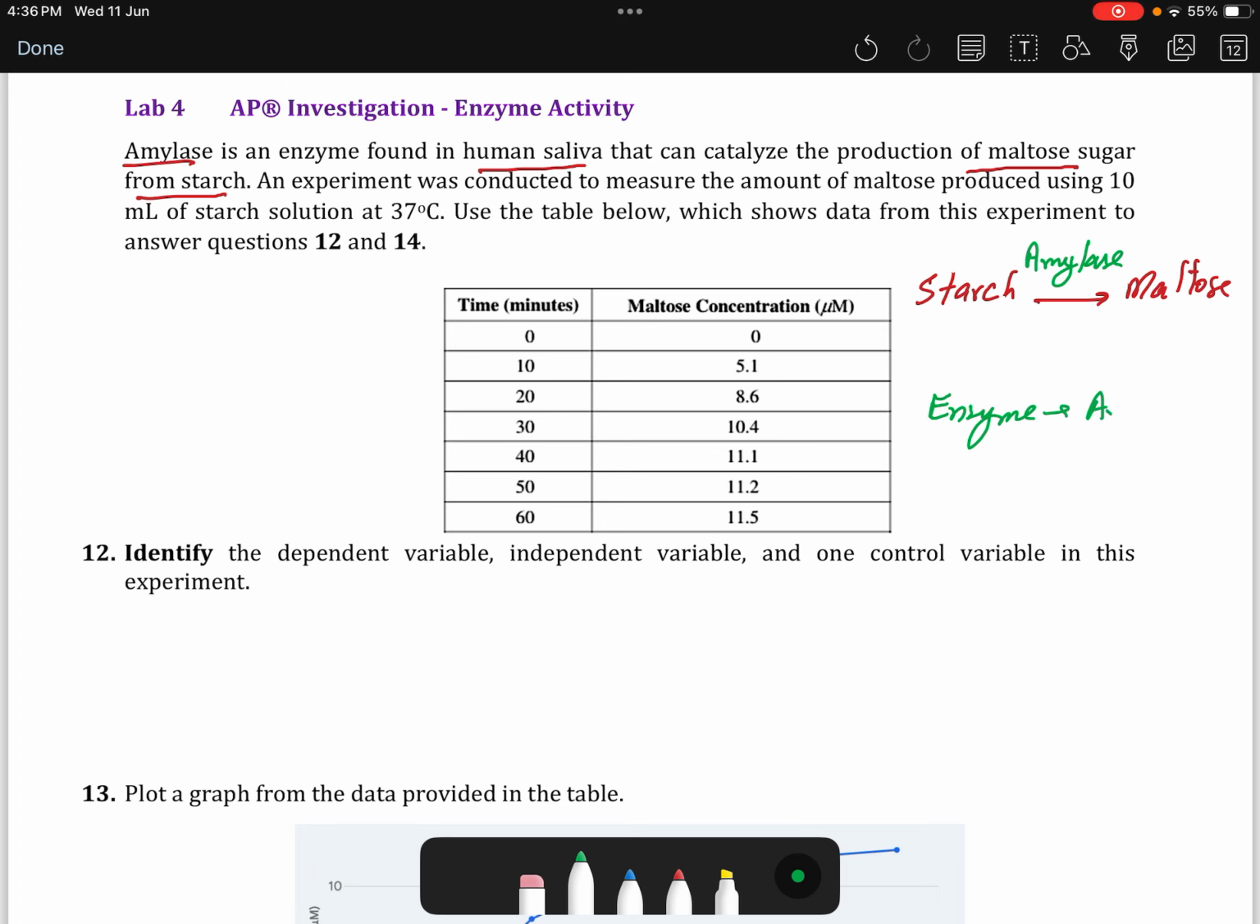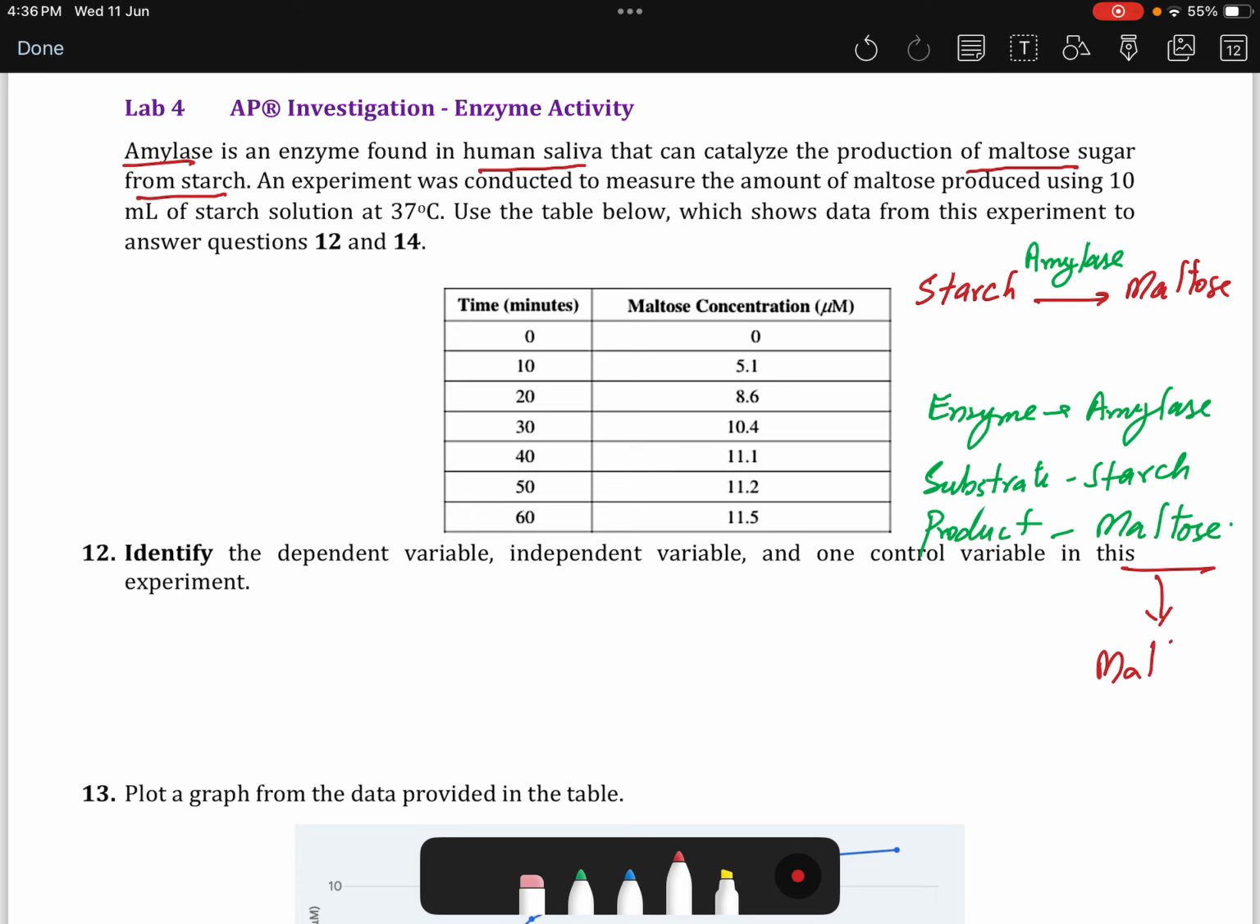Amylase. And who is the substrate? Starch. And who is the product? Maltose. And remember that this product, maltose, can be a reactant for another enzyme. For example, this maltose is a reactant for an enzyme called maltase. So maltase is an enzyme which can break down further the maltose.